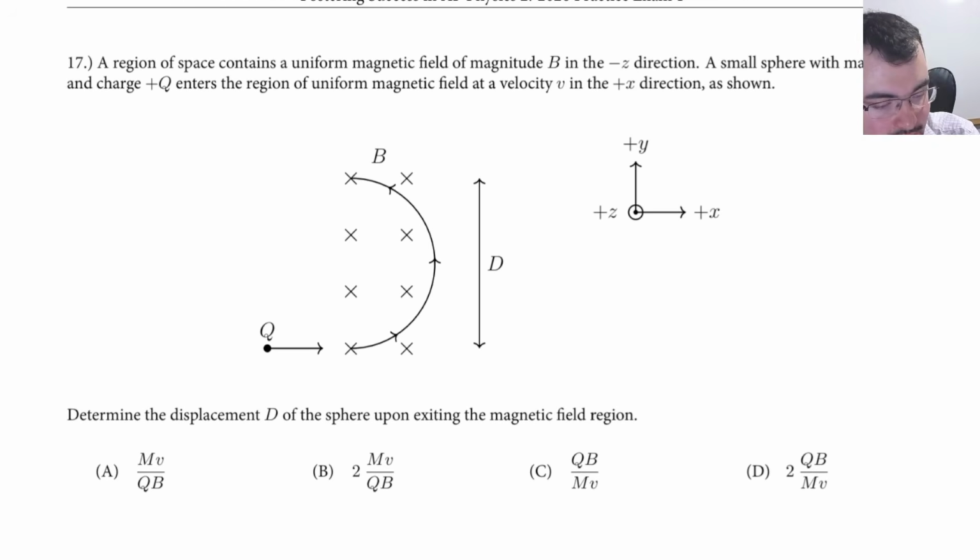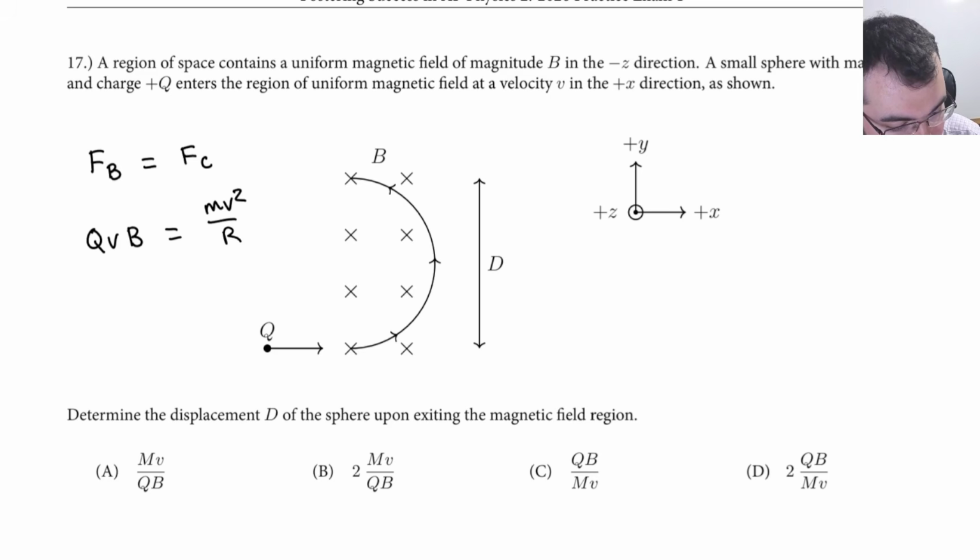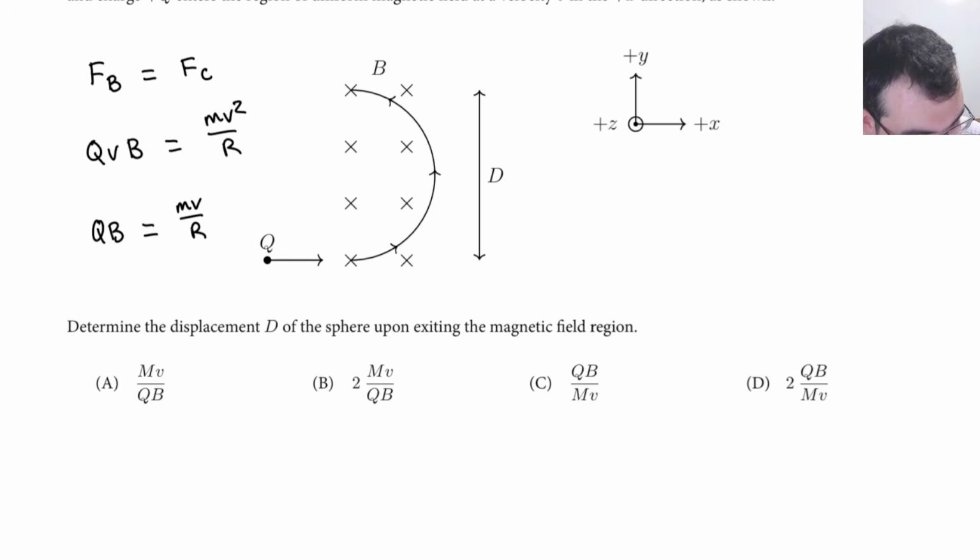So anytime you have this sort of setup, we know that our magnetic force is supplying a centripetal force. So qvB equals mv squared over r. So qB equals mv over r. So r is equal to mv over qB.